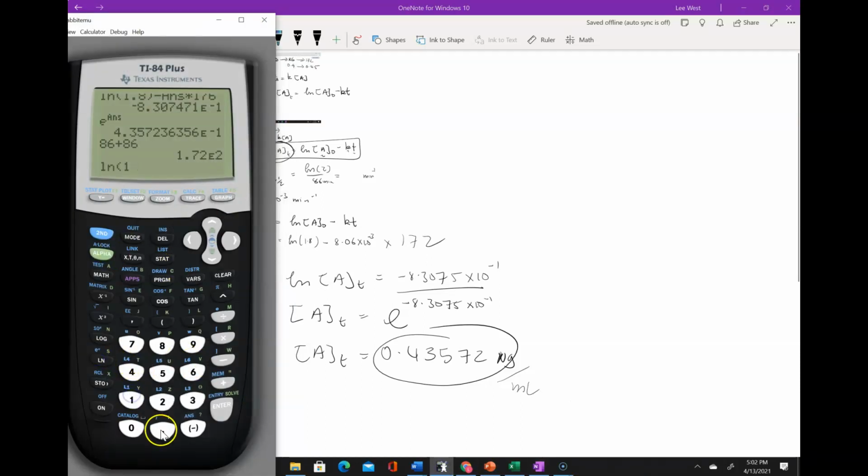So log of 1.8 minus 8.06 times 10 to the minus 3 times 172. We go, and then second function, second function, answer. There we go, and we got our 0.45. Okay, to 2 sig figs, that's 0.45 micrograms per milliliter. So it was 2 half-lives, so it should have halved twice.